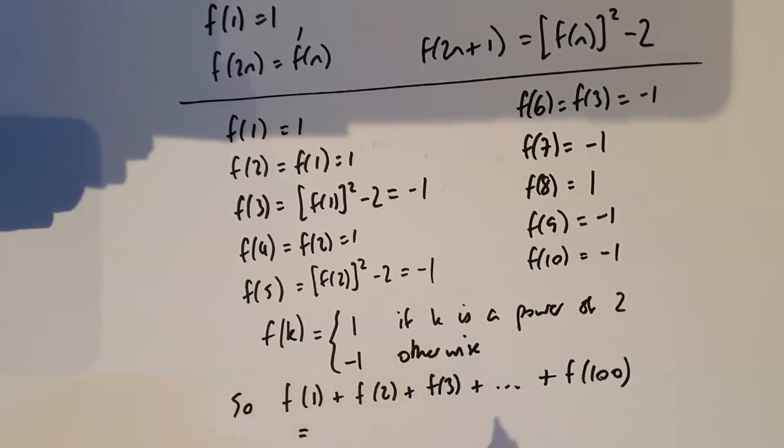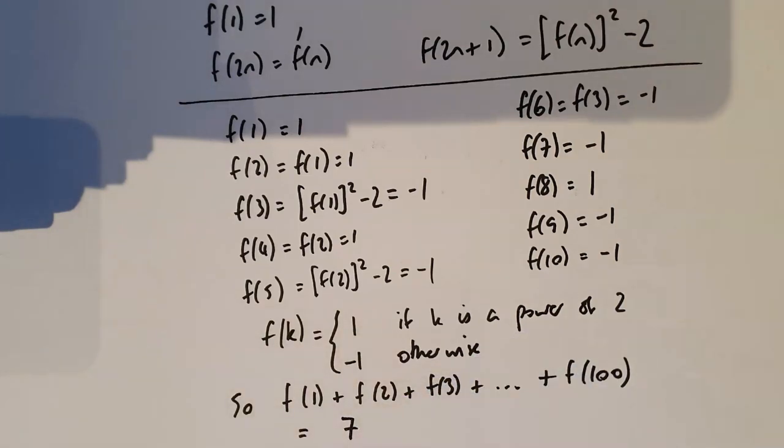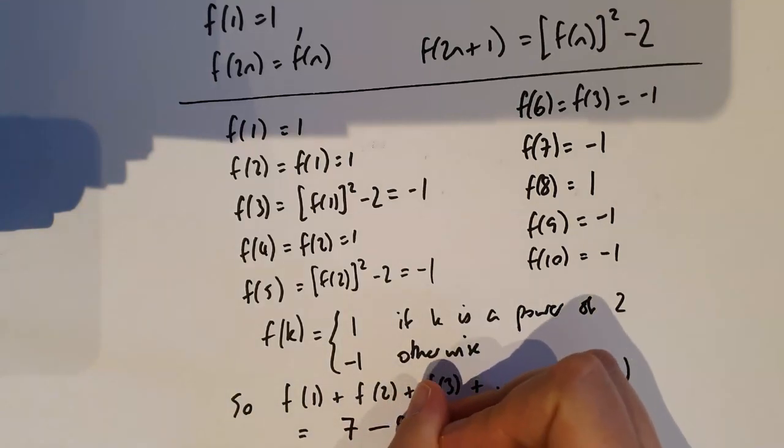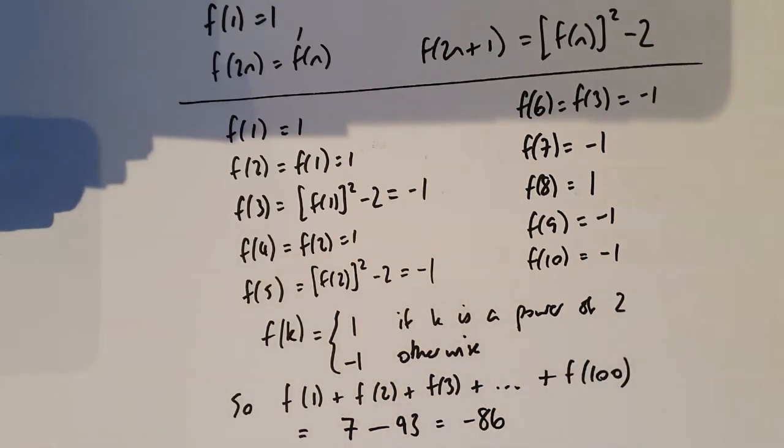So the powers of 2, we've got 1, 2, 4, 8, 16, 32, 64. That's 7 of them. So we're going to get 7 with the plus 1s from the powers of 2. And then the other 93 numbers, 100 minus 7, will give us a minus 1. So we get 7 minus 93, which is minus 86. So I think the answer to the multiple choice question is A, minus 86.